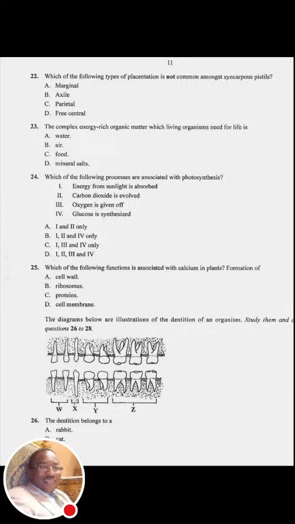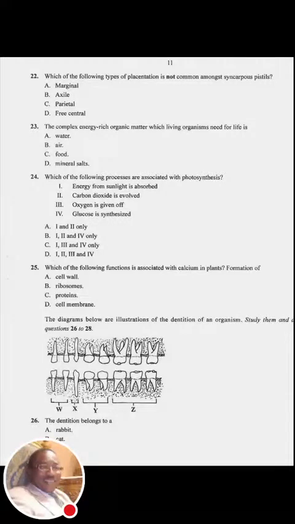Basically, during photosynthesis, energy from sunlight is absorbed. That is number 1, it is acceptable, it's associated. What about Roman number 2? Carbon dioxide is evolved. Carbon dioxide is not evolved in photosynthesis. It is actually used during photosynthesis, but not evolved. Then number 3, oxygen is given off. That is associated with photosynthesis. Number 4, glucose is synthesized. That is associated with photosynthesis. So the answer to this question is Roman numbers 1, 3, and 4.